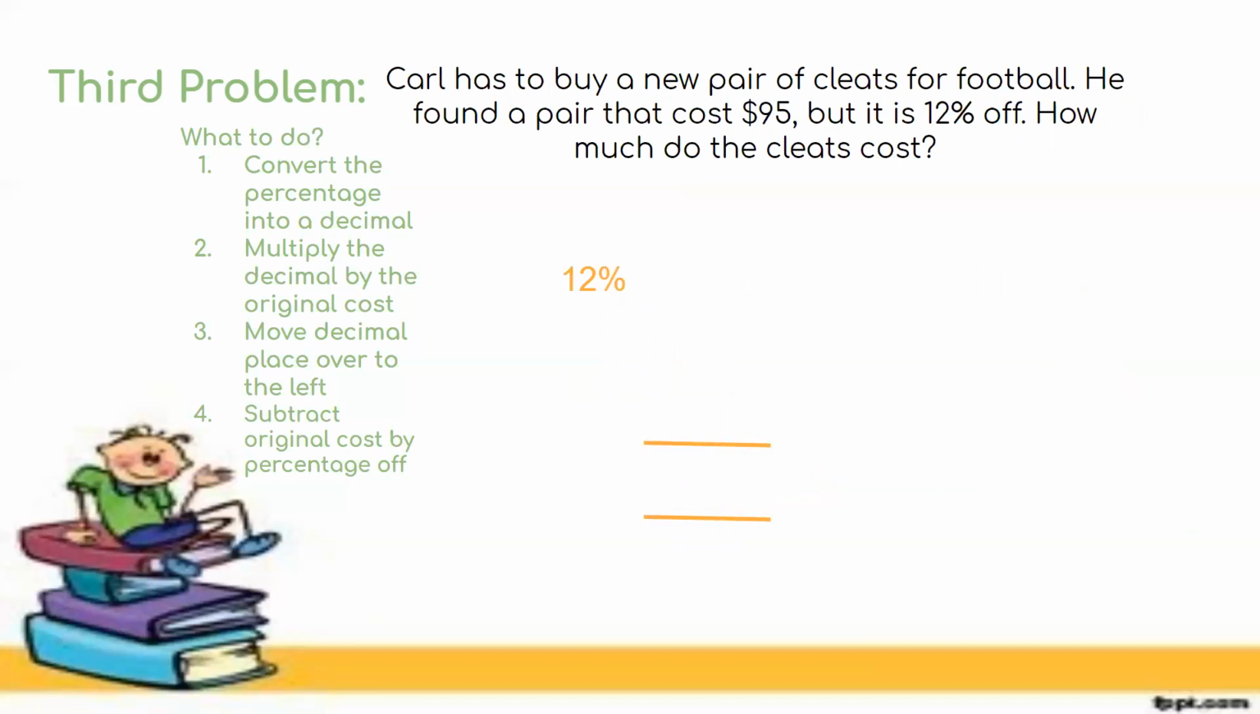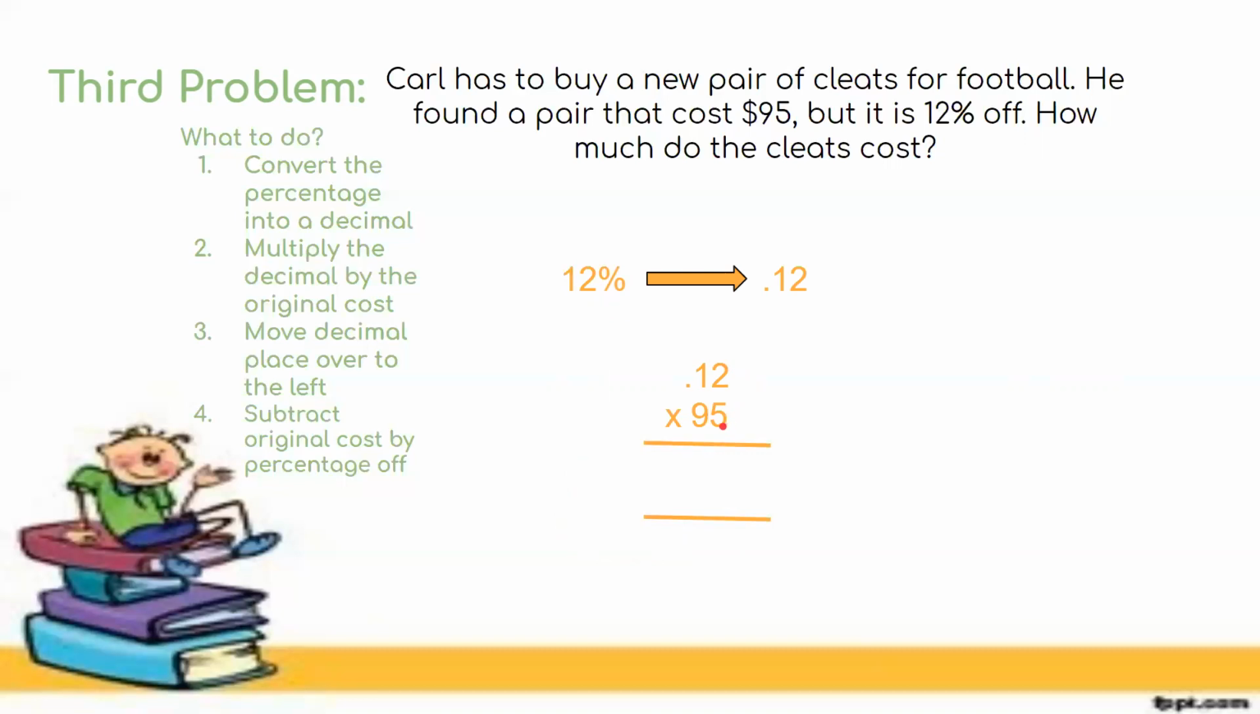It's very similar to all of them. We're just doing these 2-digit percentages. So we'll start with that 12.0 and move it 1, 2 places to the left, and this will give you 0.12 as your decimal. So now we multiply that 0.12 by 95.